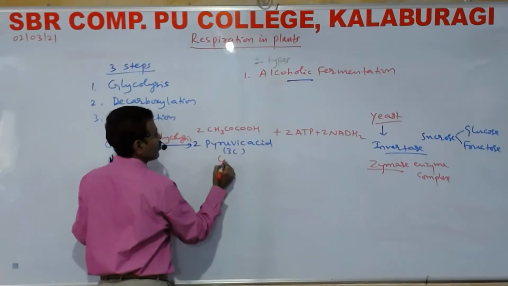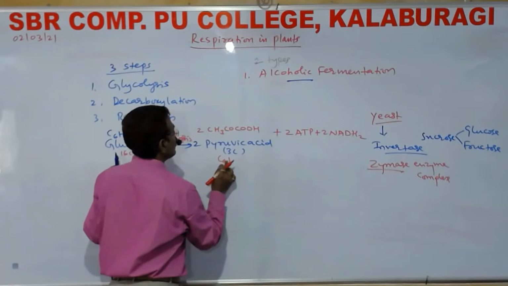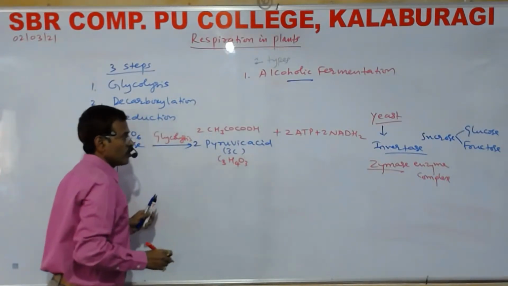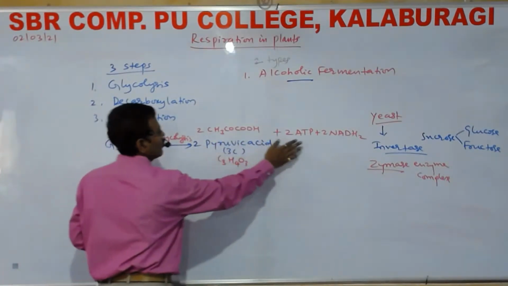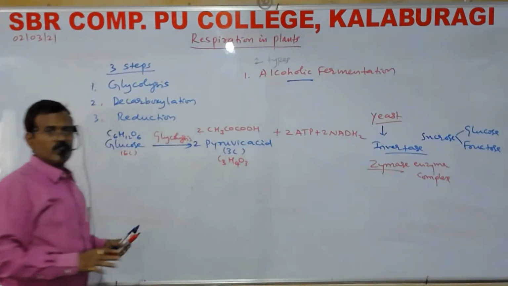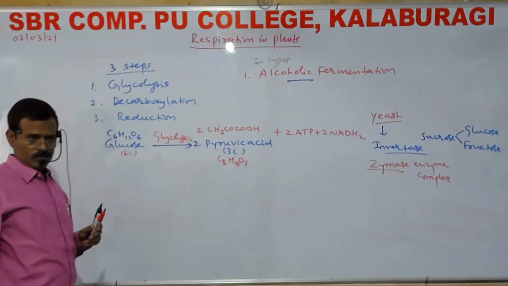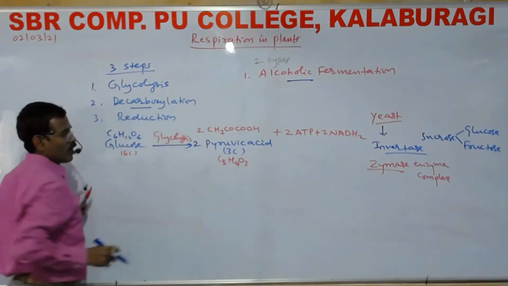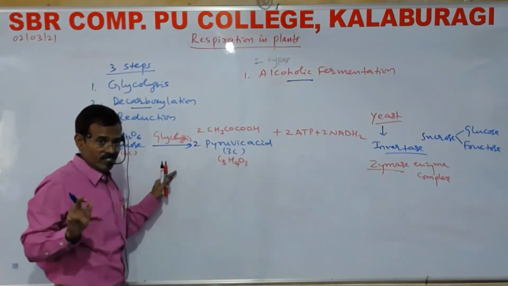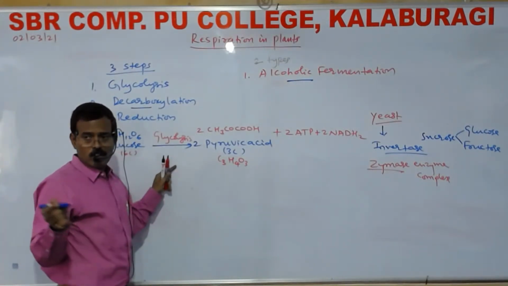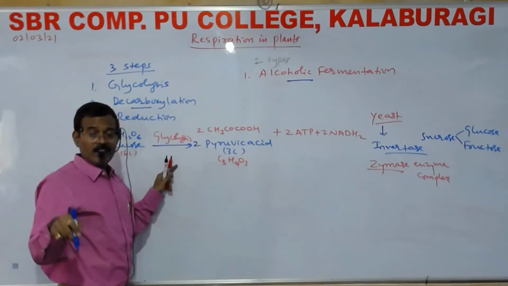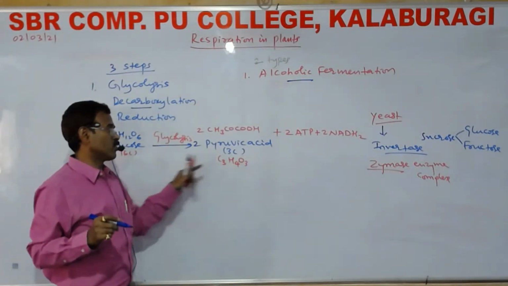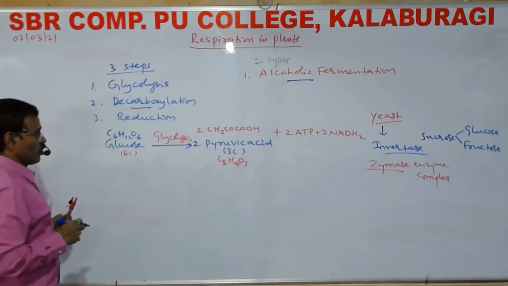It is written as C3H4O3. So we got pyruvic acid, ATP, and NADH. This is the first step, that is glycolysis. Now, the second step is decarboxylation. This glycolysis is not a single step. We have written a single equation, but it occurs in 10 steps in linear sequence fashion, and these 10 steps result in the formation of pyruvic acid.